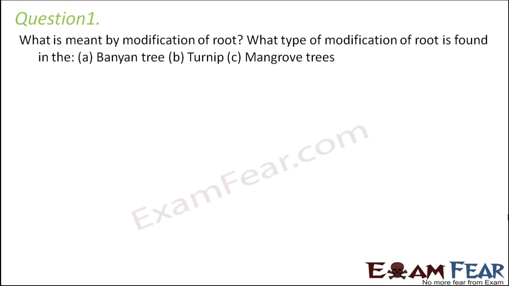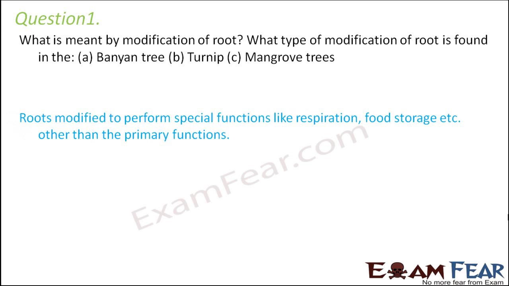I have already explained modification of root means the root modifies itself, taking up different shapes, different structures to cater to some special functions. So roots modify to perform special functions like respiration, food storage, etc., which are besides the primary function of the root, because the primary function of the root is to provide anchorage to the plant and to help in absorbing water and nutrients from the soil. But other than those basic functions, they can also perform some additional functions by certain modifications in their structure or form. So that is known as modification of root.